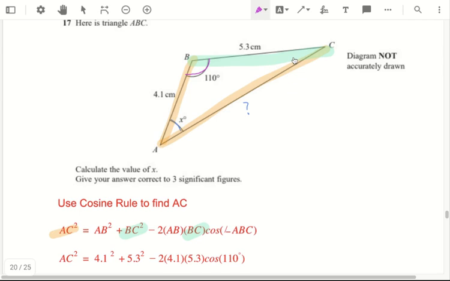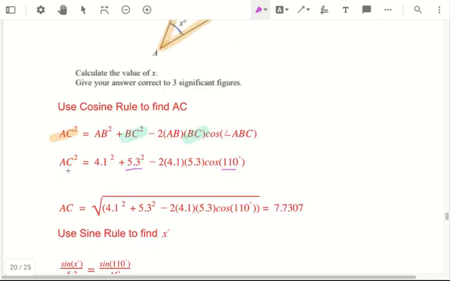So with this, you fill in the numbers. You know AB is 4.1, BC is 5.3, and you know that ABC is 110. Then square root, because we're going to get rid of this square here. Then we get this, not exactly this, dot dot dot.